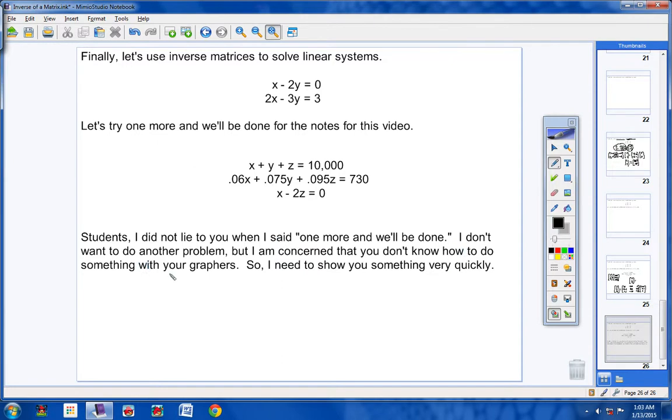I don't want to, but I am concerned that you don't know how to do something with your graphers. So I need to show you something very quickly, okay? It's not a problem. I just want to show you how to convert decimals to fractions within matrices. Let's say I asked you to find the inverse of this matrix here. Now you can take notes if you want to. You don't have to. It's up to you.